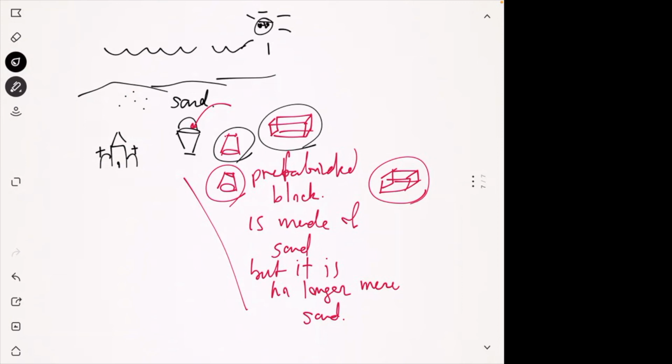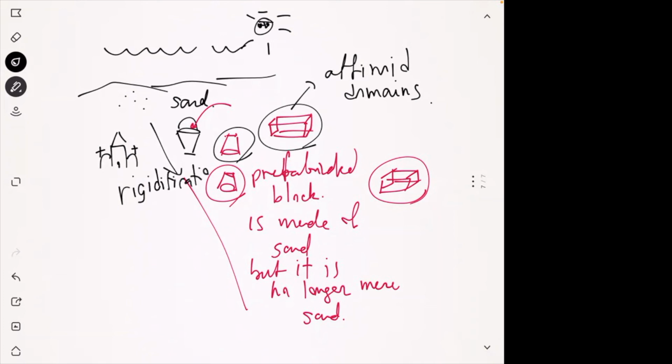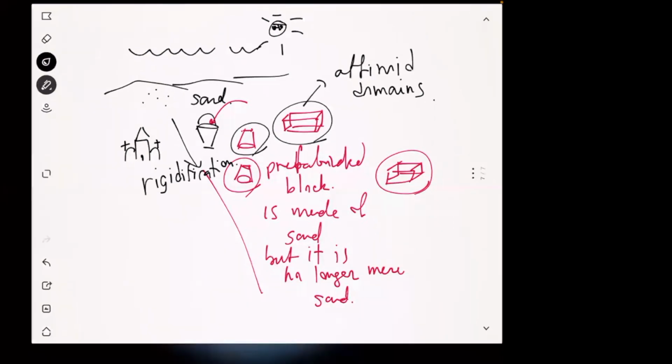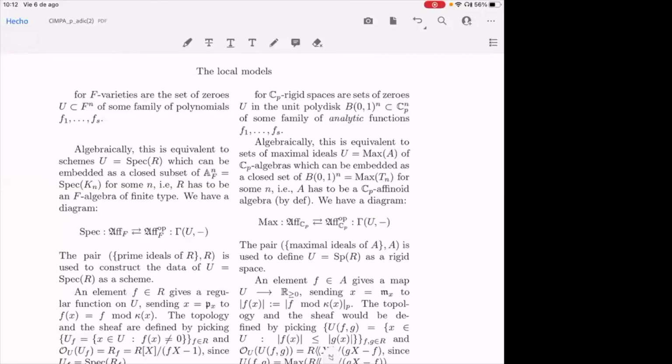And then you use these blocks to construct buildings. But the buildings, even if they are made of sand, are not sandy anymore. They are blocks, constructions made by prefabricated blocks. And these blocks are called affinoid domains. So this is the rigidification process. In theory, you have all the sand in the world and all the possibilities are open for you. But in reality, this doesn't work because the sand is not good for building. So what rigid geometry does for you is to give you some particular shapes. It takes sand and it gives you blocks. And with these blocks, which are called affinoid domains, you make your rigid spaces.